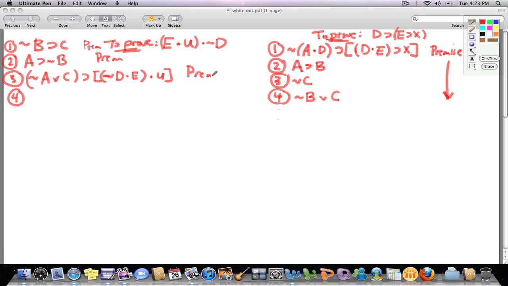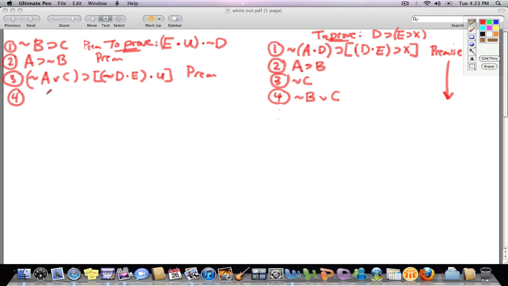Take a look at the premises here. We have, first of all, if not B, then C. Secondly, if A, then not B. Third, we have, if not A or C, then all of the following: both not D and E, and U. Okay, so this involves some of the new rules here.